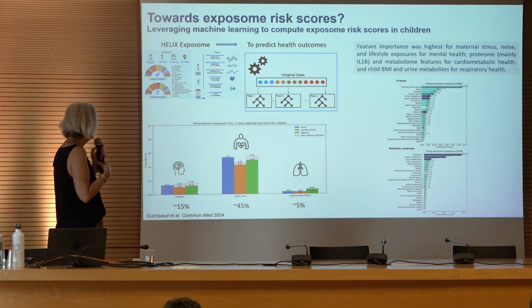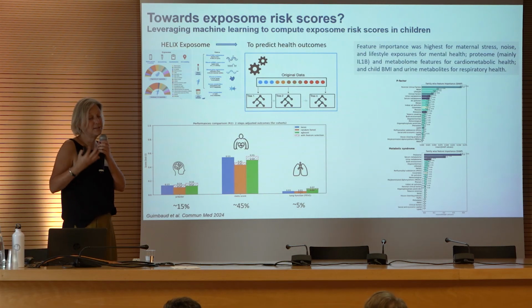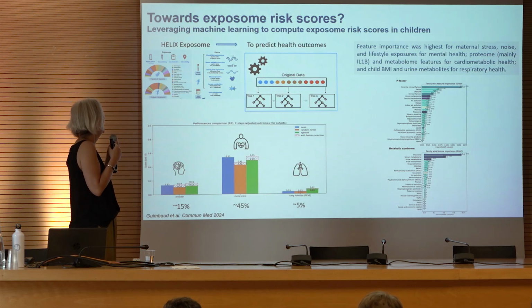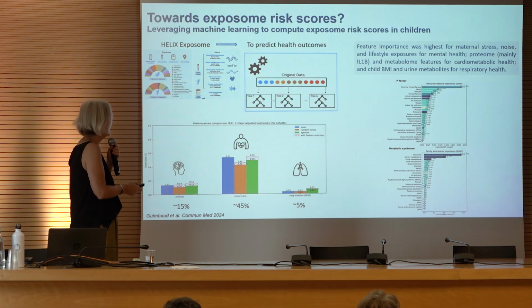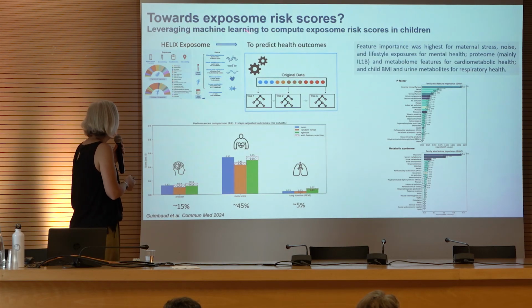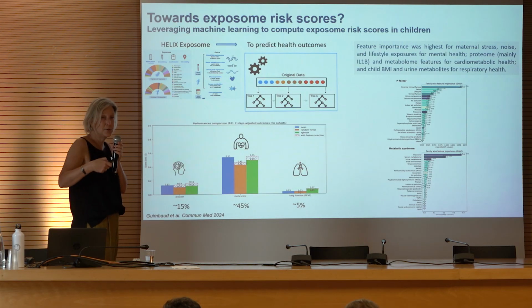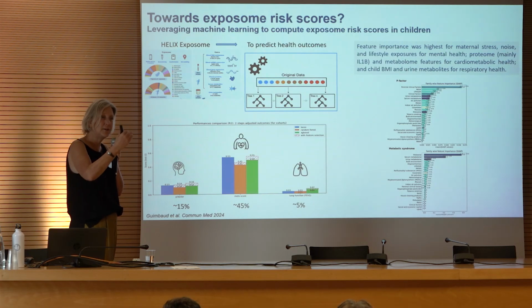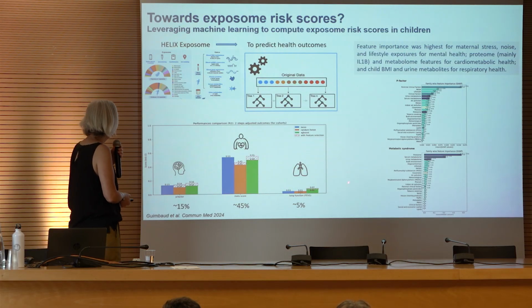And then another way to think of the exposome is in the same way that we're building polygenic risk scores, you might think that in the future we might be able to build exposome risk scores. We're not quite there yet, but we did some first work to use machine learning methods to try and compute these types of prediction scores. So here we're not looking at associations, we're looking at prediction. So we're looking at all the variables together that give the best prediction of the outcome.